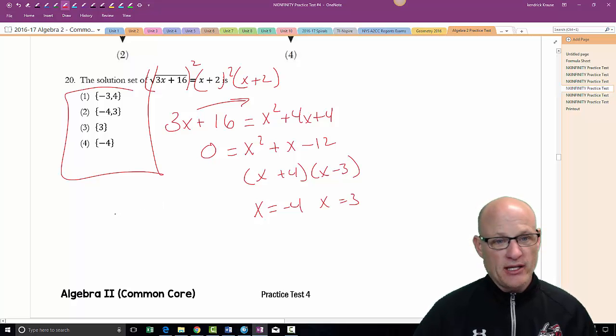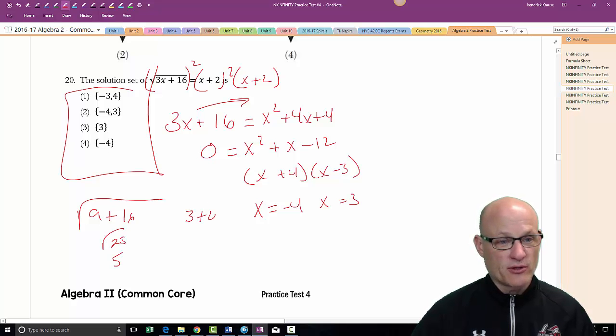So let me plug in 3. If I plug in 3, I get 9 plus 16. That's the square root of 25, which is 5. And the other side would be 3 plus 2. So it looks like 3 works. So that's definitely out, and that's definitely out.